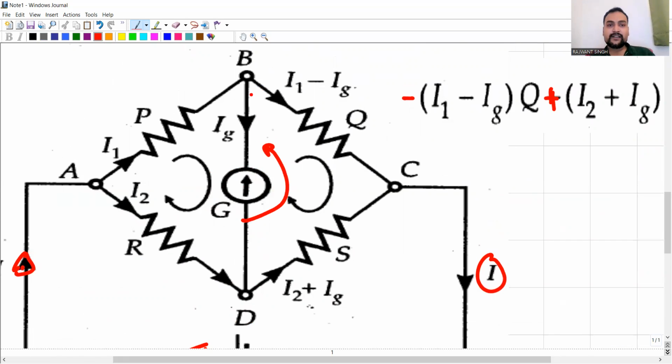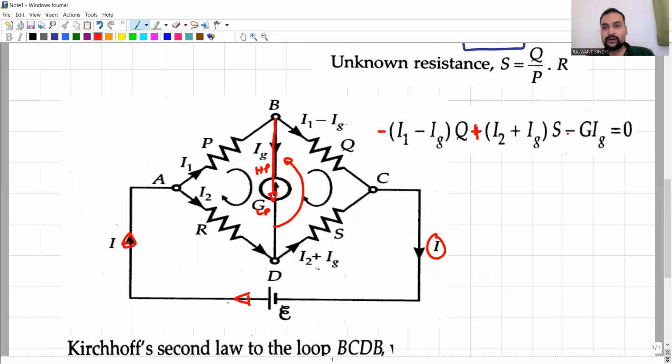Why a potential rise? Because current IG is coming in this direction. So obviously you see before the resistance, this will be a higher potential, this will be a lower potential, and you are moving from here to here. So there will be a potential rise going to happen, and you are going to take this as a positive value. So this will become your loop equation for the first loop. Please write the loop equation at the same time. Write the loop equation by yourself, then you will get it through.